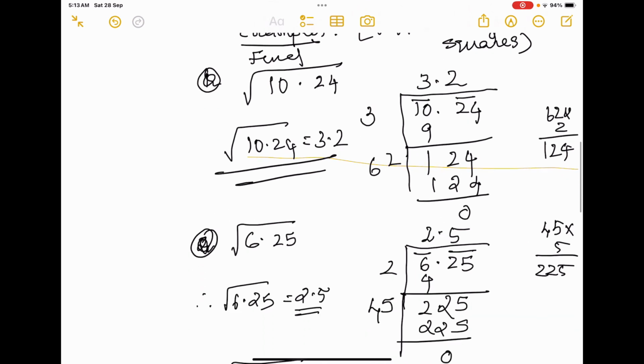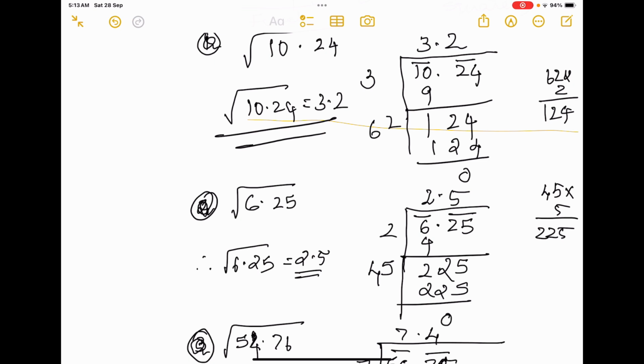Then the next example, 6.25. You group the whole number part, that is before the decimal, as 6 in one group, and 25 as one group. Then 6 is not a perfect square. The perfect square just before 6 is 4. Its square root is 2. So you write 2 in the quotient and 2 on the left side. Then multiply 2 and 2. 2 into 2, 4. Then subtract, 6 minus 4, 2. Then put the decimal in the quotient. Then bring down 25.